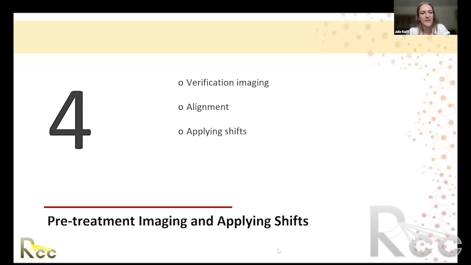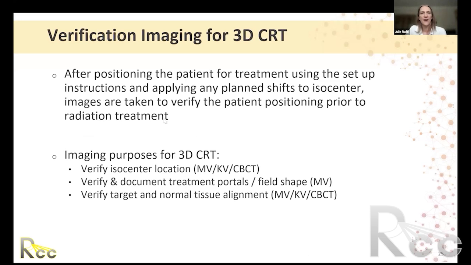Okay, so now moving on to pre-treatment imaging and applying shifts. After positioning the patient for treatment using our setup instructions from simulation and applying any planned shifts to isocenter, we then verify isocenter using imaging. There are multiple reasons to acquire images for 3D conformal radiation therapy. Some of them are noted here.